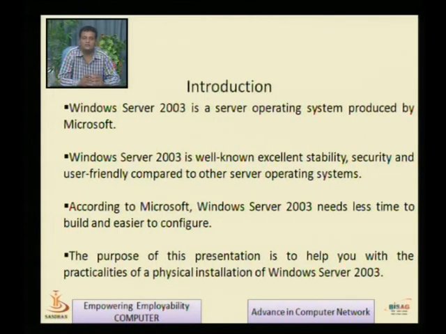Windows Server 2003 is a server operating system produced by Microsoft, and this is a Microsoft server. Microsoft provides two types of facility. One is a server product, another is a client product. So many of you are using Microsoft XP, that is an operating system for your computer. That is a client side operating system. Windows 7, that is also a client side operating system.